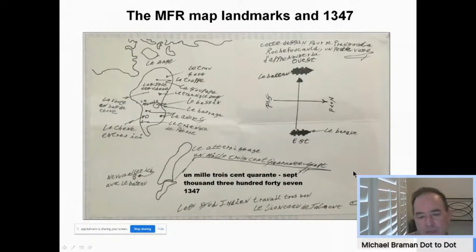But the most interesting part of this map is what's written down below. When I first met Oliver, I thought this was a date, but Oliver said that with this "un" here, this is not a date in French, and that it was a number or distance. So the number is 1347 in French.